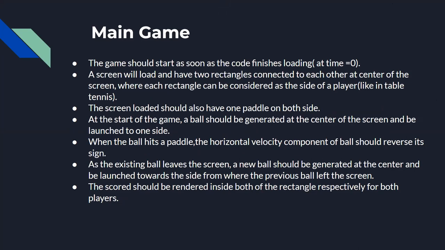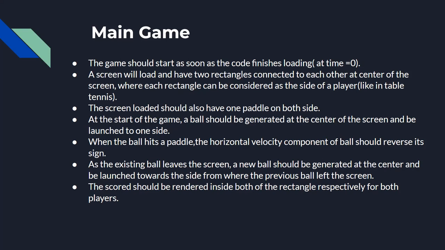So coming to the main game, the game should start as soon as you press the run button in VS Code. A screen will load and have two rectangles connected to each other at the center of the screen, where each rectangle can be considered as a side of a player. The screen loaded should have one paddle on both sides. At the start of the game, a ball should be generated at the center of the screen and be launched to one of the two sides.